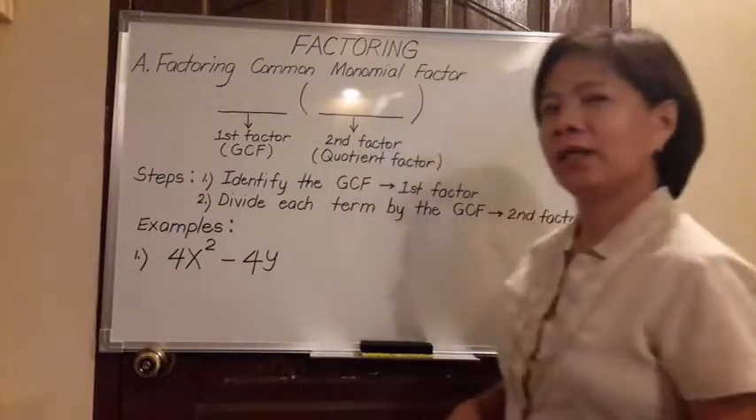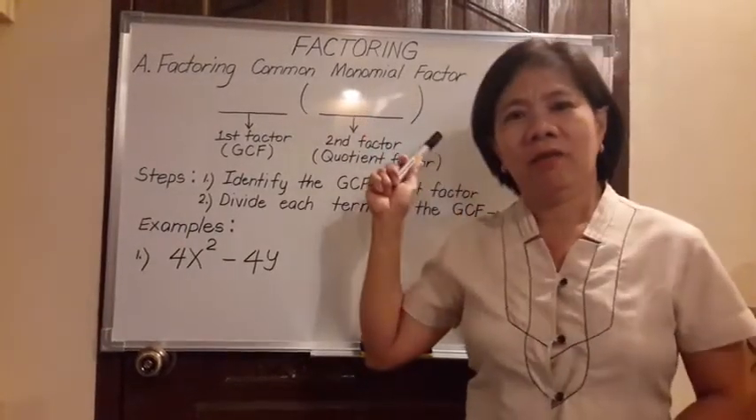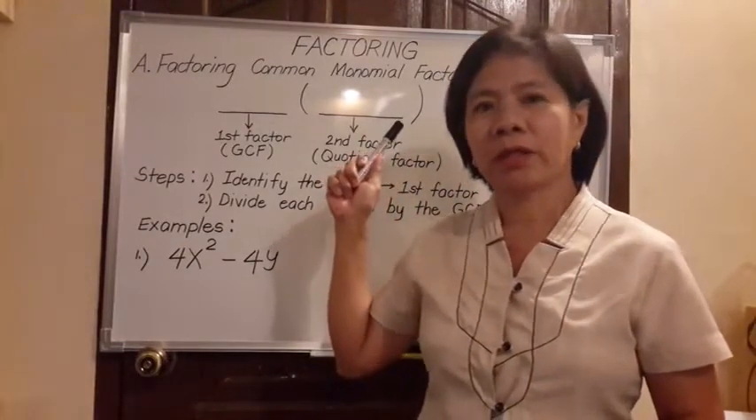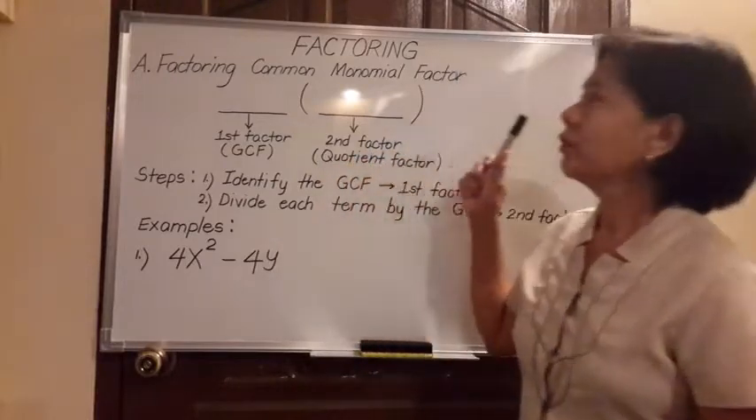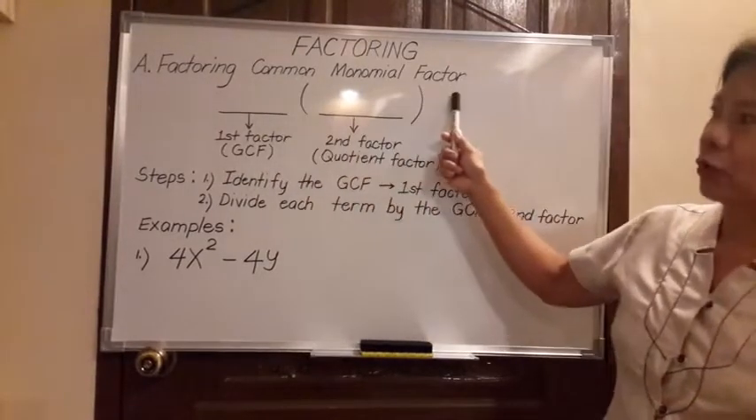Our lesson for today is about factoring. Now, what is factoring? Factoring is just the reverse of special product. It is the process of finding the factors. The first type of factoring is factoring common monomial factor.